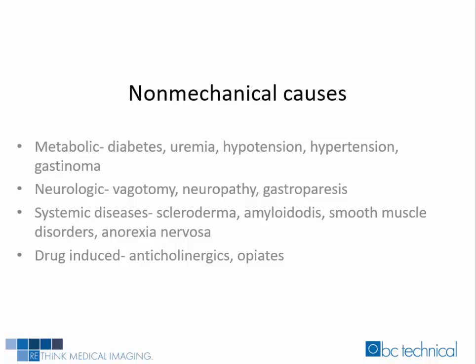Non-mechanical causes of motility disorder can be metabolic, like diabetes, uremia, hypotension, hypertension, and gastroma. They can also be neurologic. Systemic diseases, such as scleroderma, smooth muscle disorders, and anorexia nervosa. Or they can be drug-induced, like anticholinergics or opiates.